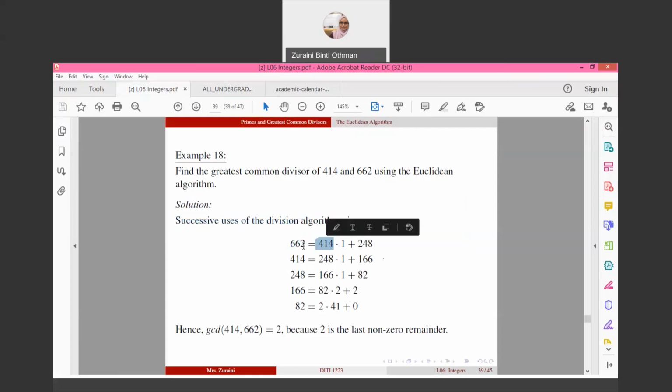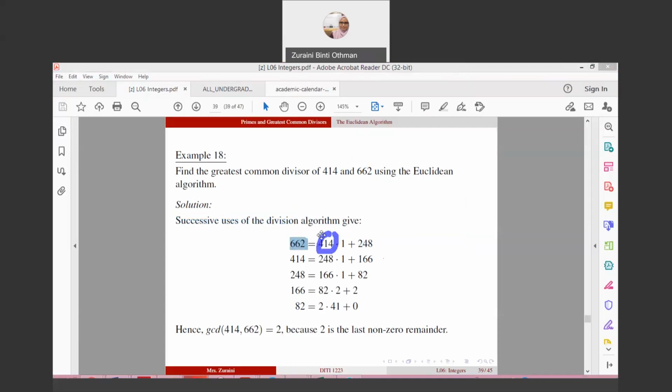414 kali berapa dapat? 662. So 414 kali 1 tambah 242 kita dapat 662. Okay, so now from here, like previously, we buat yang cari yang base just now tu kan. So yang ni letakkan dekat depan. Okay, put it in front. So berapa kali untuk dapatkan 414? So 248 kali 1 campur dengan 166. So kita dapat value ni.